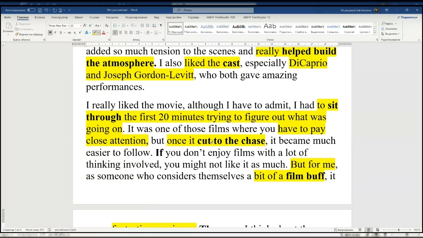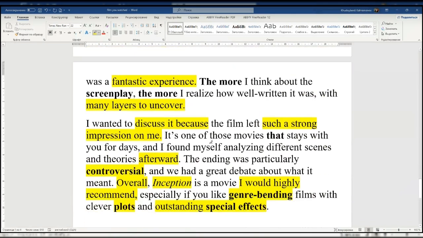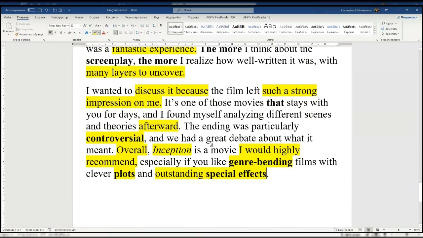However, then I developed a soft spot for this movie because it cut to the chase, which means the main happenings began and I knew what was going on. And lastly, I gave my conclusion about this topic, which means why I chose this movie.